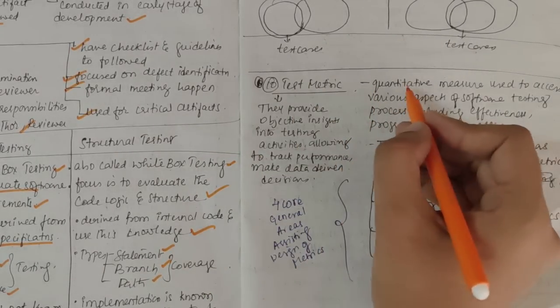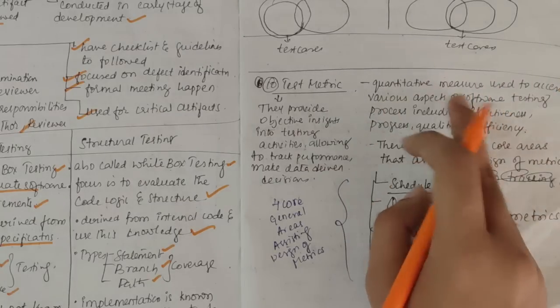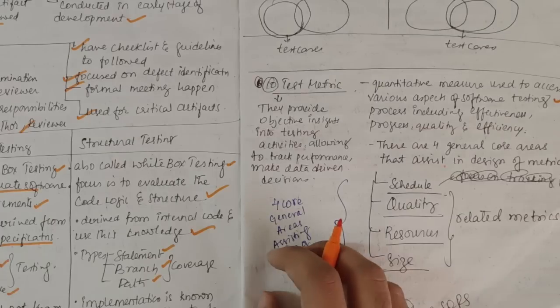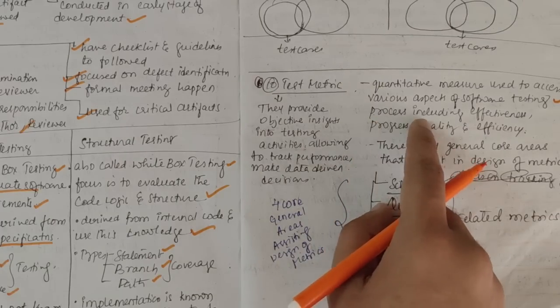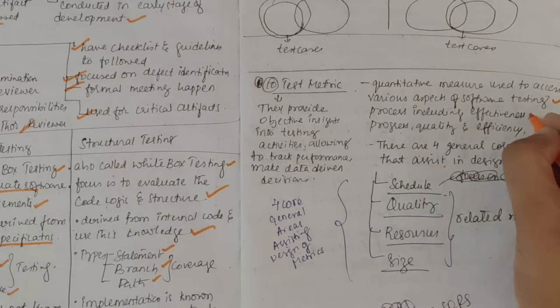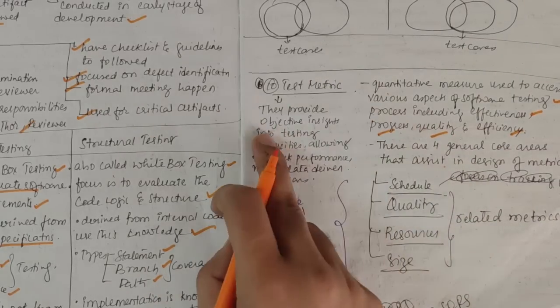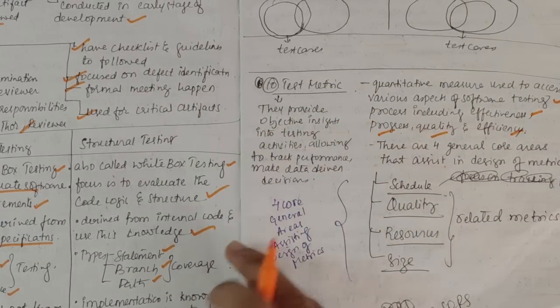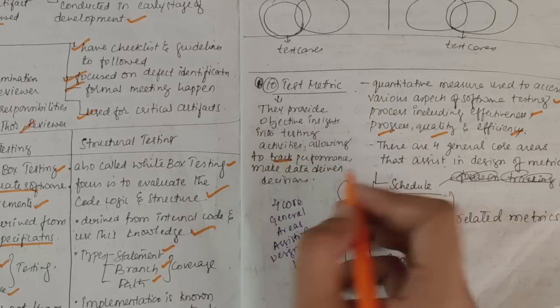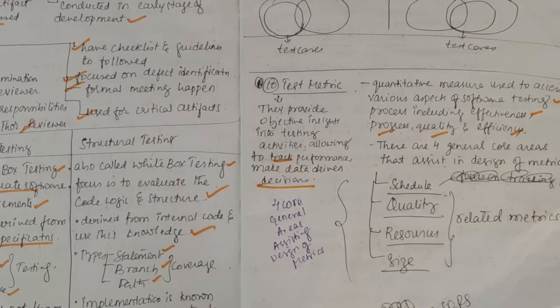Moving on further, we have test metric. Test metric is a quantitative measure used to assess various aspects of software testing. The aspects include effectiveness, progress, quality, and efficiency. Test metrics provide objective insights into testing activities. It allows us to track the performance and make data-driven decisions.